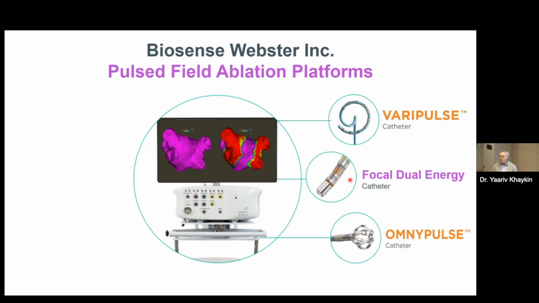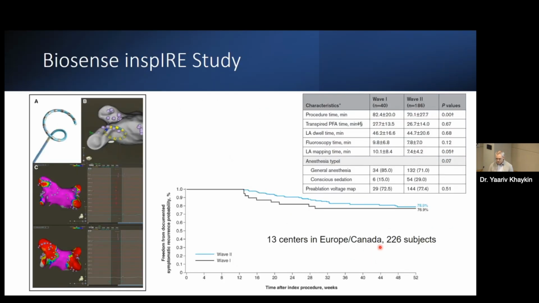They've enabled focal energy delivery on the point-by-point catheter that we normally use for radiofrequency. And there's another catheter we haven't played with yet called OmniPulse that looks kind of funny like this, and it delivers larger pulse field lesions.